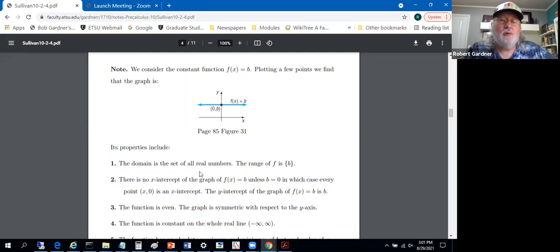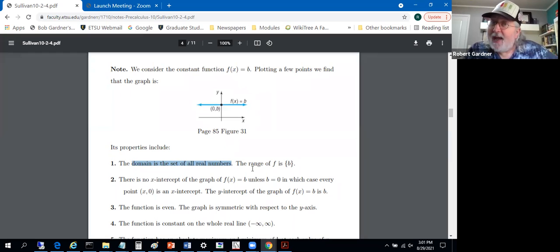So what's the domain? We plug any number you want in for x. You're going to get b out of this function. But what could go wrong? Division by 0 and square roots of negatives. No division, no square roots. Not even any x's in the definition of the function. So nothing will go wrong. The domain is all real numbers.